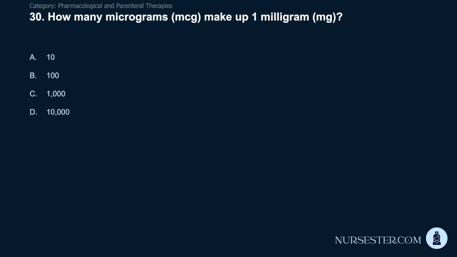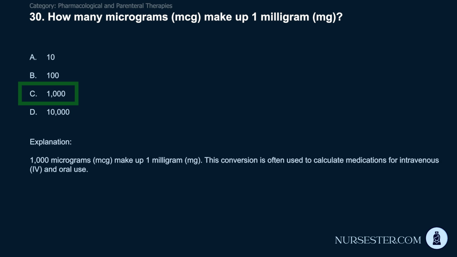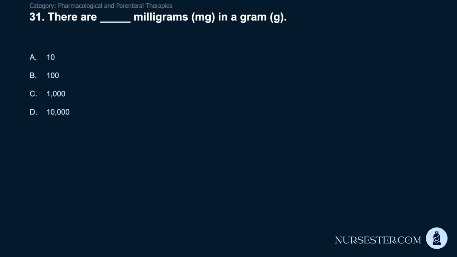30. How many micrograms, mcg, make up 1 milligram, mg? A. 10. B. 100. C. 1000. D. 10,000. Correct answer, C. 1000. 1000 micrograms, mcg, make up 1 milligram, mg. This conversion is often used to calculate medications for intravenous and oral use.